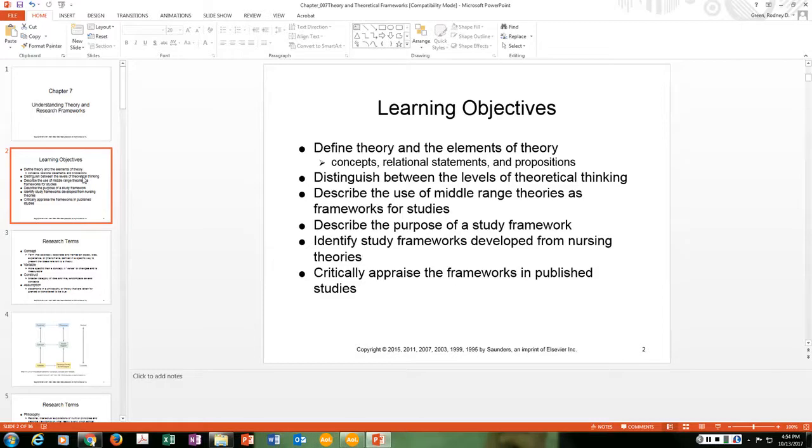Distinguish between the levels of theoretical thinking. Describe the use of middle range theories as frameworks for studies. Describe the purpose of a study framework. Identify study frameworks developed from nursing theories, and critically appraise the frameworks in published studies.